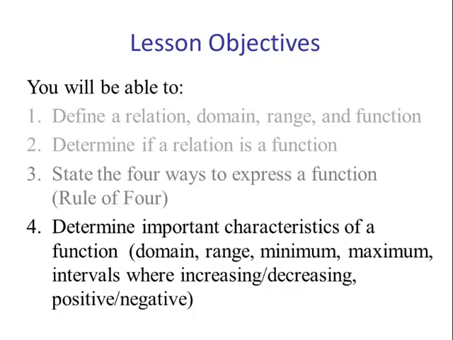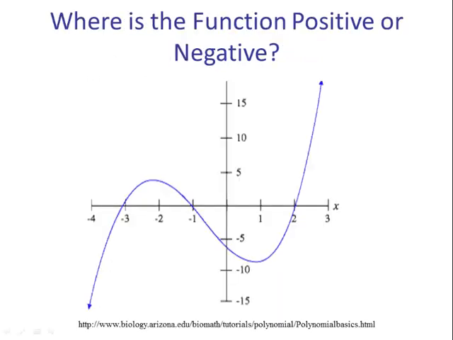In this video, we will talk about max and min and intervals where the function is positive and negative. Where is the function positive or negative? The function will be positive whenever it's in the first or second quadrant, or in other words, whenever parts of the graph are above the x-axis. The function will be negative when the function is in the third or fourth quadrant or below the x-axis.